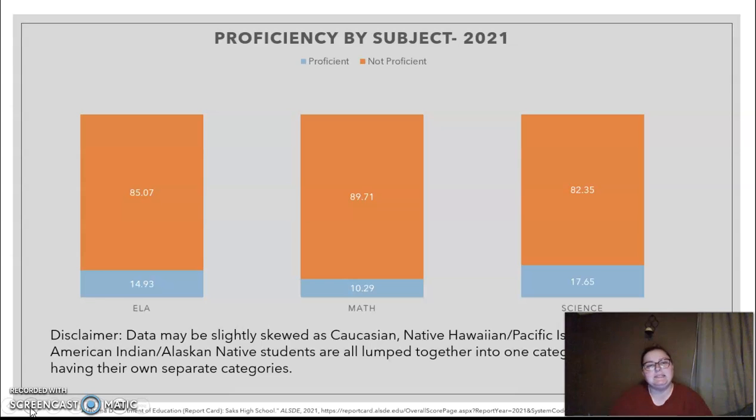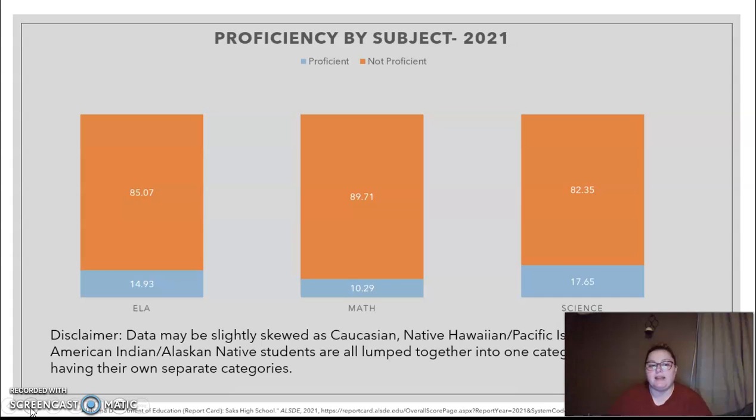So now I'd like to dive in a little bit to proficiency by subject. This is the most recent data for 2021. This came from the Alabama Department of Education report card for Sachs High School. And I do want to make sure that you notice the disclaimer at the bottom of the screen here.